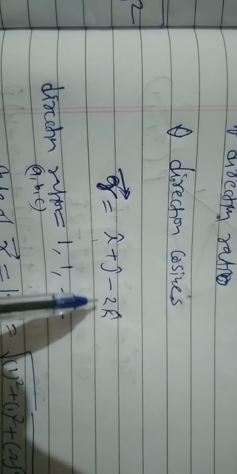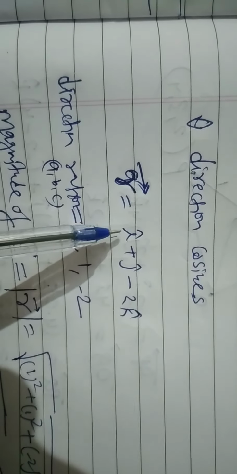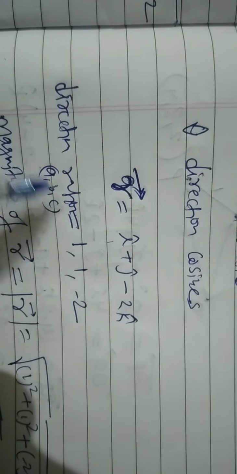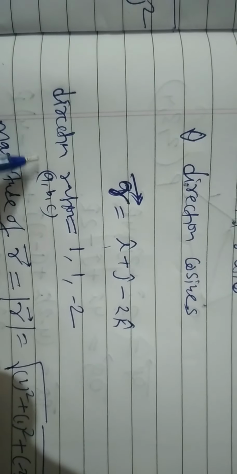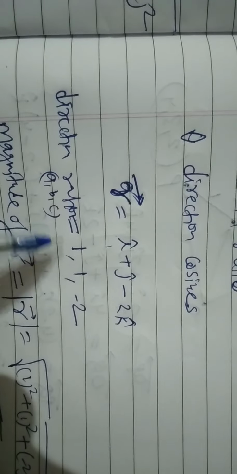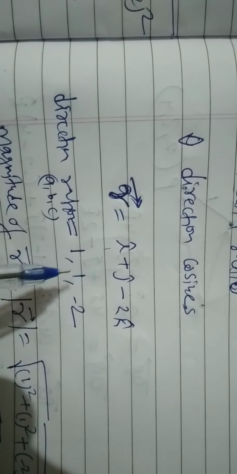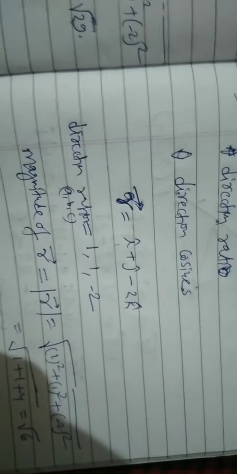If vector r is equal to i plus j minus 2k, then direction ratios are 1, 1 and minus 2. We will denote them by a, b, c. Direction ratios are a, b, c. Here for this vector the direction ratios are 1, 1 and minus 2. And direction cosines, we denote them by l, m and n.